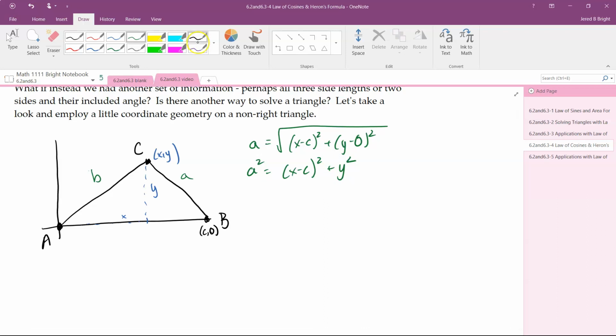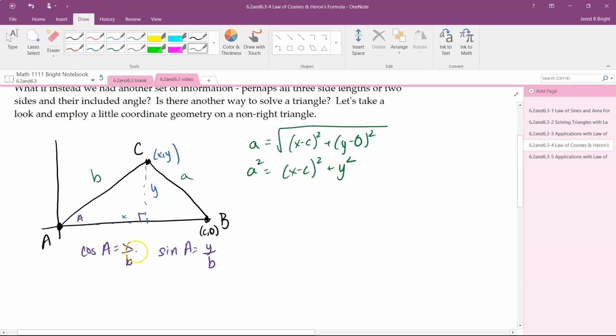Let's remember now, with the inclusion of y, I get a right triangle. And in this right triangle, if I call this angle theta, actually let's call it just angle A, because it is in fact angle A. Then cosine of A is equal to x over b. That's a fine statement. And similarly, sine of A is y over b. Why is this useful, Professor Bright?